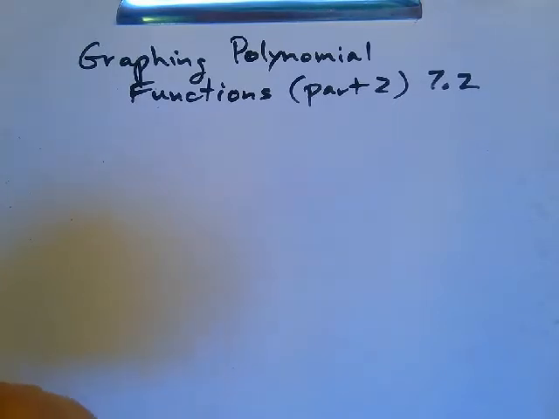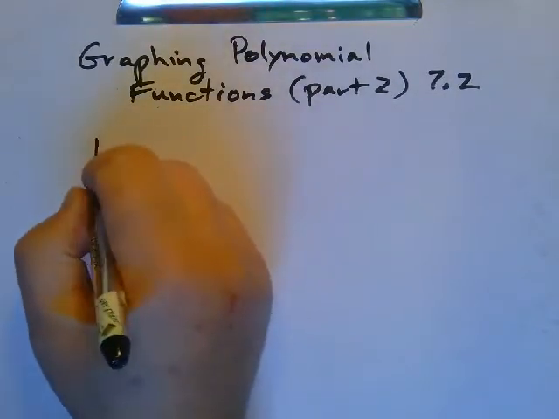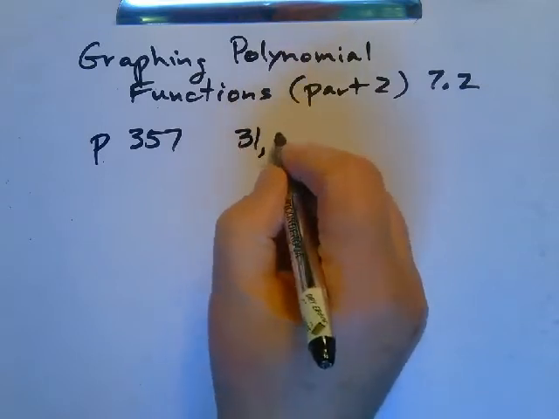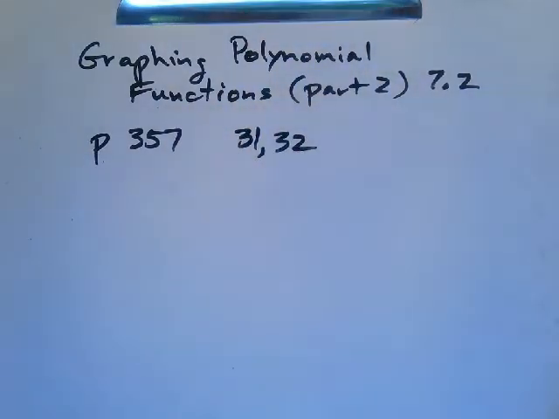the problems. We're going to tackle problems 31 through 35, and this is from your homework, so you might want to get your book out and follow along with me. That's on page 357. We're going to start with problem number 31 and 32. All right, let's go take a look at it.